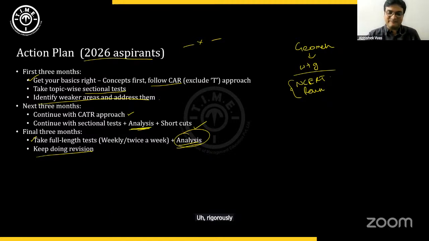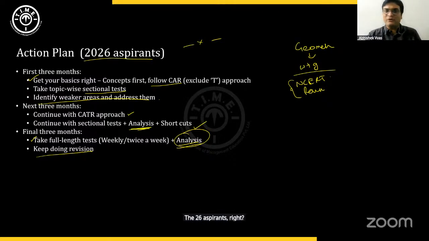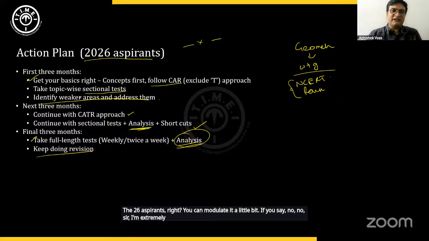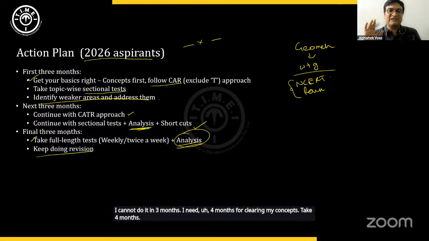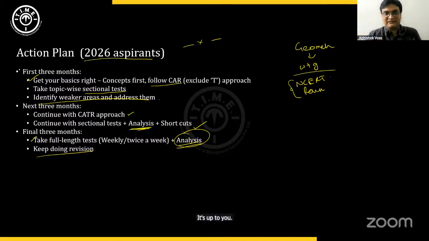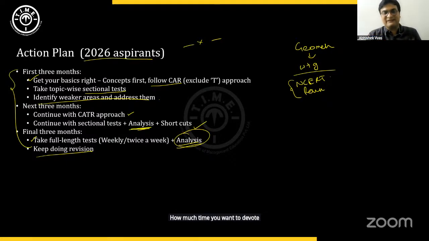The revision part. Okay, this is the action plan that I advise for the 26 aspirants, right? You can modulate it a little bit. If you say, no, sir, I'm extremely weak, I cannot do it in 3 months, I need 4 months for clearing my concepts, take 4 months. It's up to you. See, I've just shared the rough idea. Now, how you want to fill it up, how much time you want to devote, it's entirely up to you.